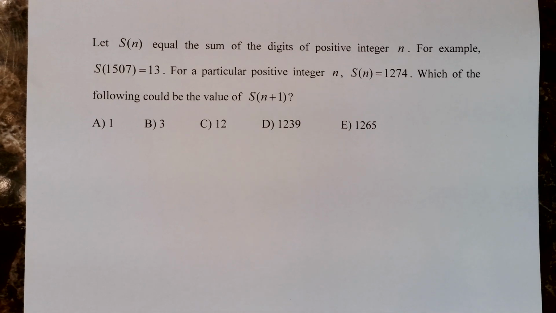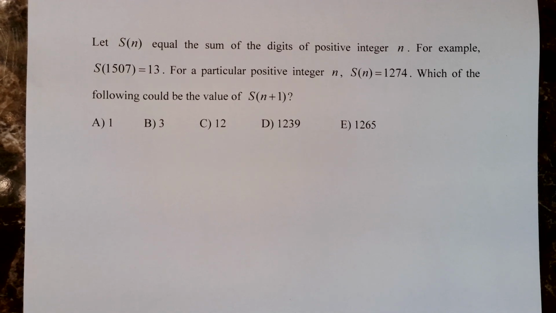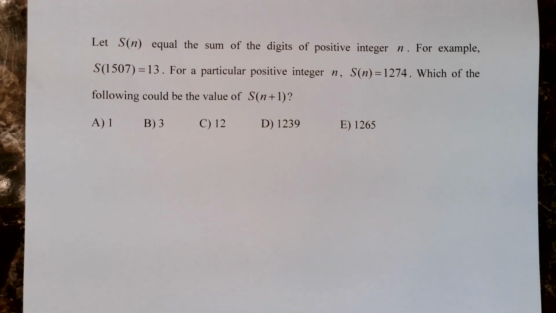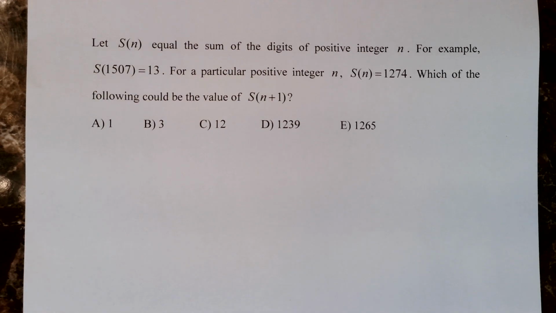Today we have yet another question here, so let's start off as always by reading the question. Let Sn equal the sum of the digits of a positive integer n. For example, S1507 should equal 13, as 1 plus 5 plus 0 plus 7 is 13. Now, for a particular positive integer n, Sn equals 1274. Which of the following could be the value of Sn plus 1?